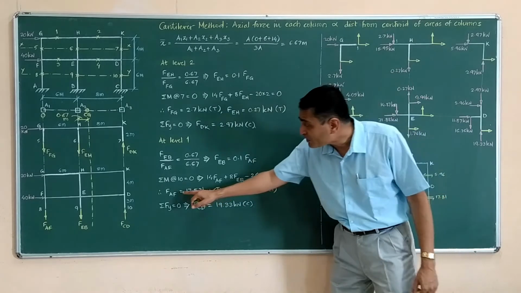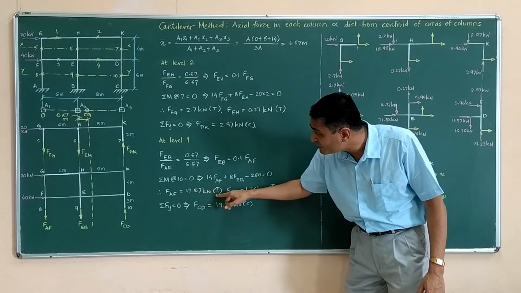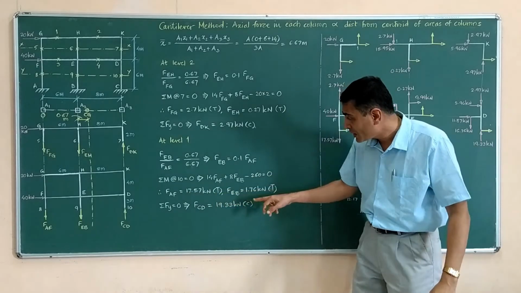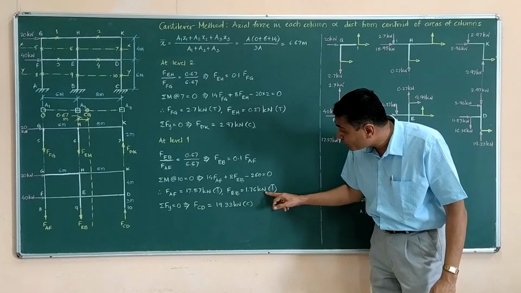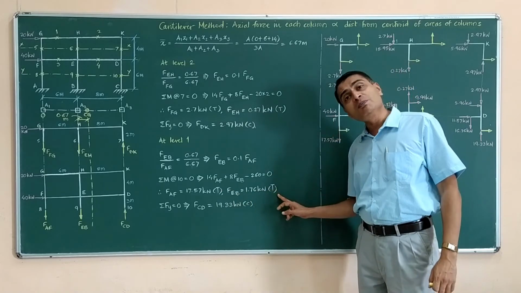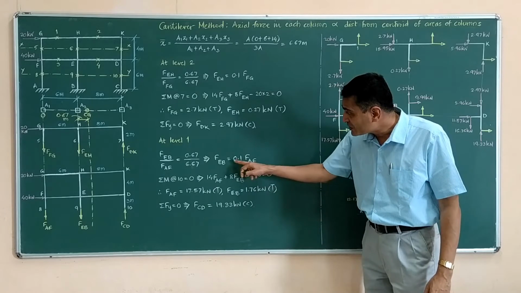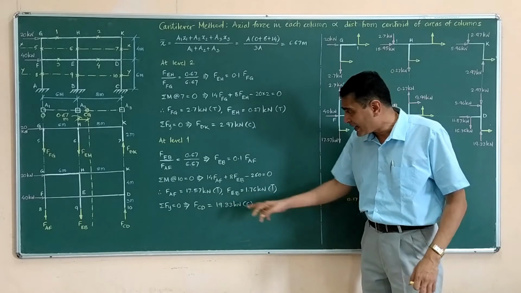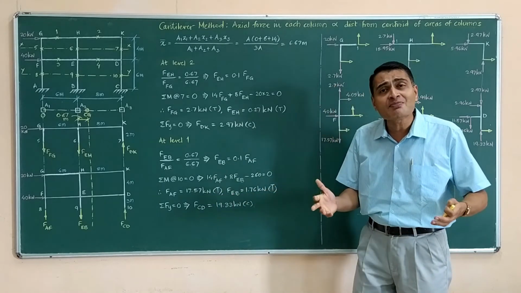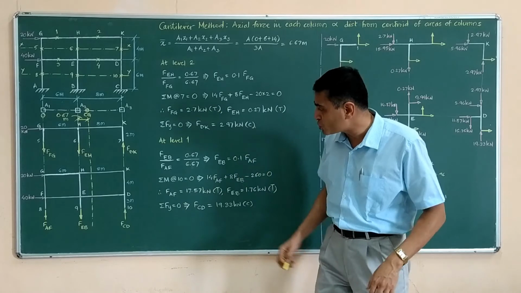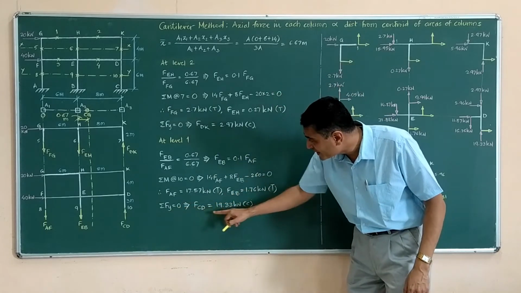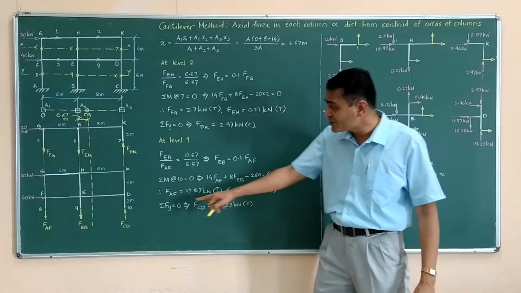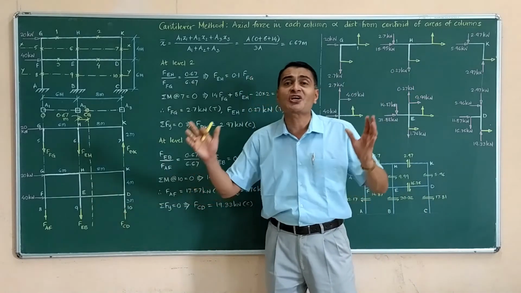This is giving me F of AF is equal to 17.57 kilonewtons. Positive answer means assumed tension is correct. F of EB is giving me 1.76 kilonewtons. Again, positive answer means tension is correct. This I am substituting here to solve my equation, and I am getting these two answers, and then I am simply applying sigma Fy equal to 0, so that I am getting F of CD is equal to 19.33 kilonewtons. Positive answer means assumed compression is correct.